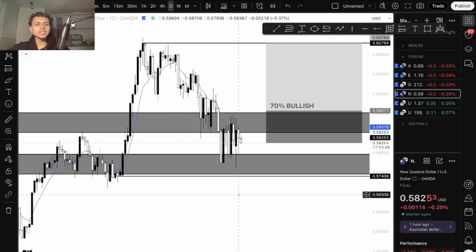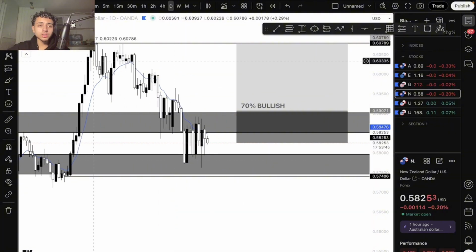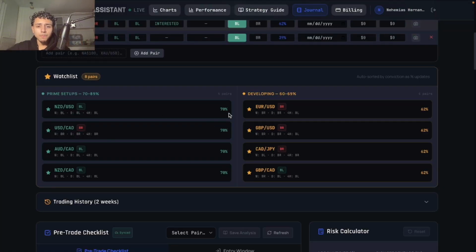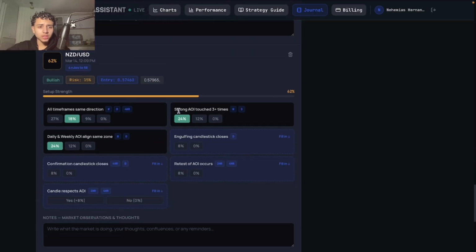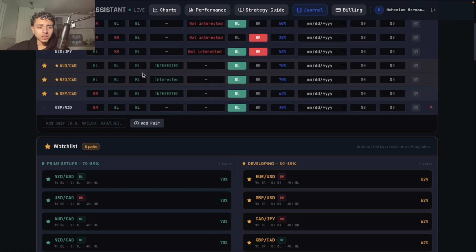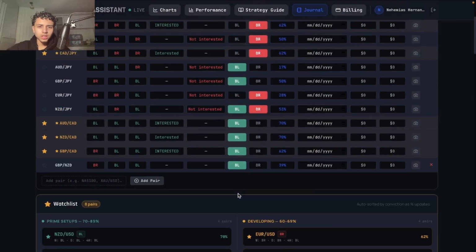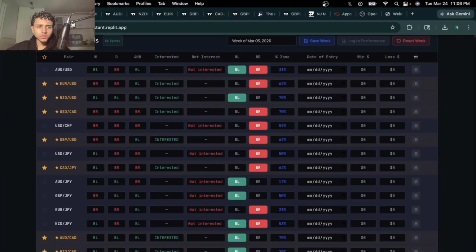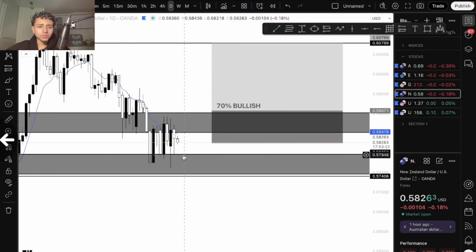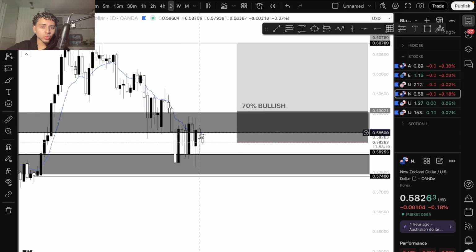So let's go to NZD USD. I believe this is a bullish, and it's a 70% bullish, right? Because we come over here, NZD USD, yeah, it's bullish. And I was interested in it being bullish right here as a 70%. If I look at it, this was the daily area of interest that closed, right?